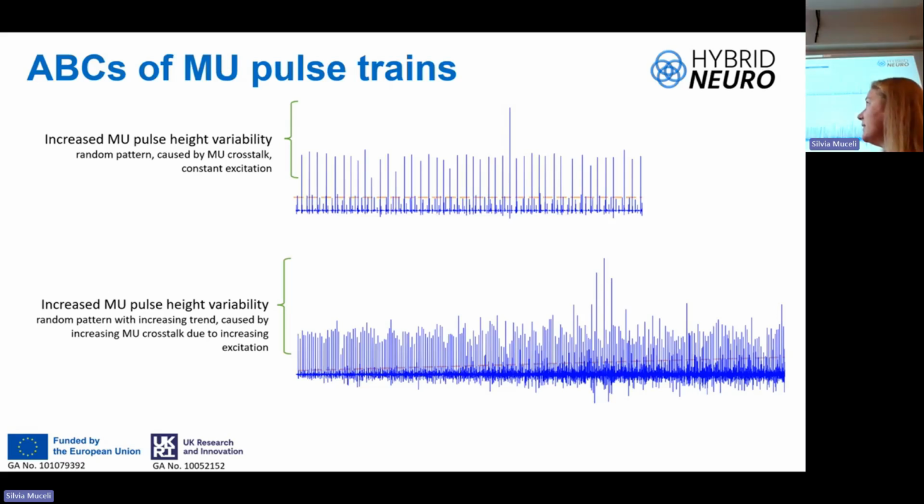We can see different behavior of motor unit crosstalk in these two examples. In the first example here, we can see that crosstalk is pretty constant, and here it's increasing. We know that when we are increasing the force, so when we are increasing the contraction level, also the crosstalk will be increased. So if we would now depict the force signal here, it would look like that. So in the first signal, we have a constant excitation, and in the other example, we have increasing excitation.